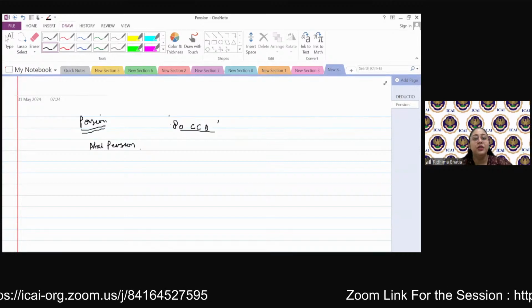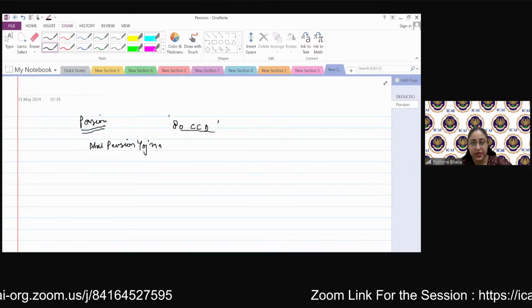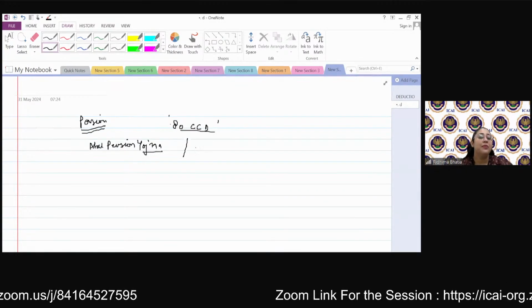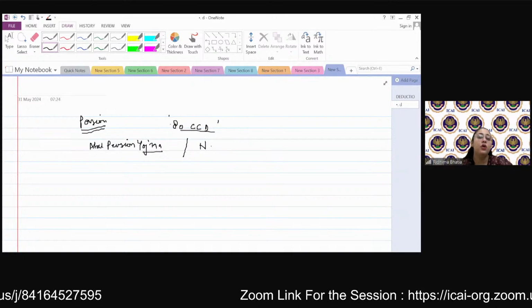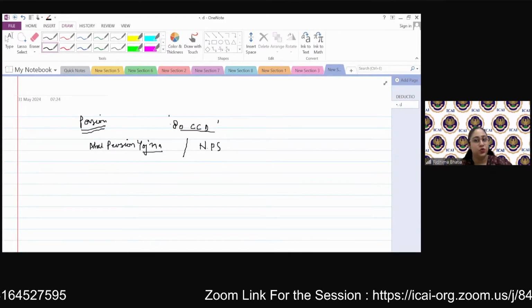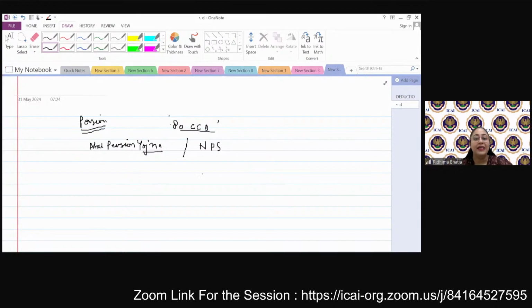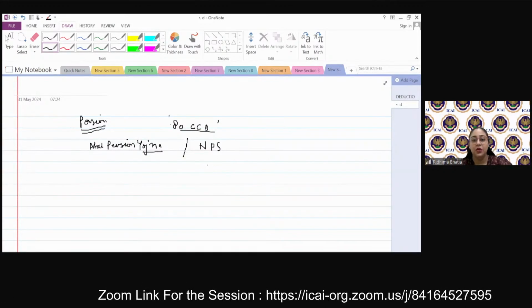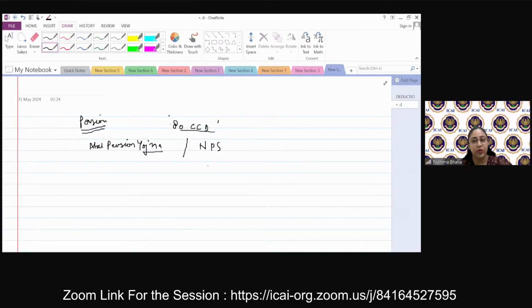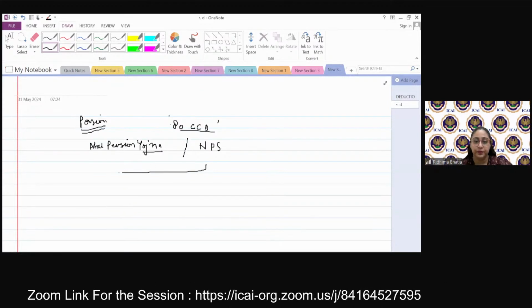So if a question comes on Atal Pension Yojana, it is about NPS. It can be written as Atal Pension Yojana or a notified pension scheme, so you do not have to confuse yourself. It is about 80CCD. Now, in 80CCD, there can be a scenario where your employer and employee both are contributing.